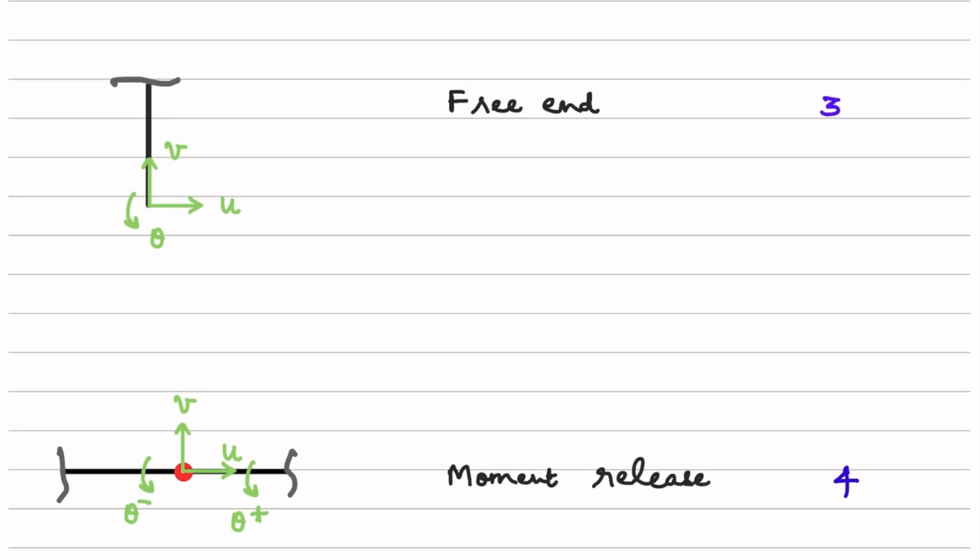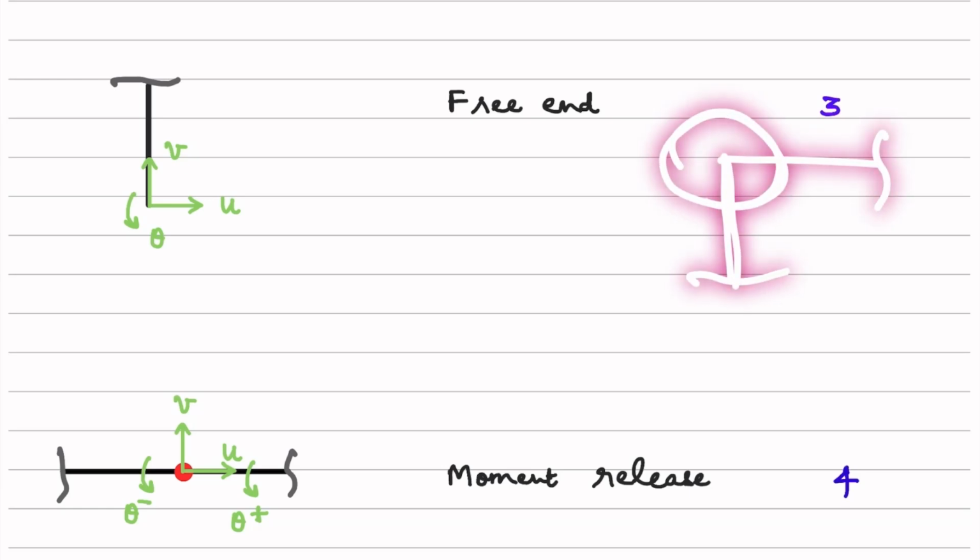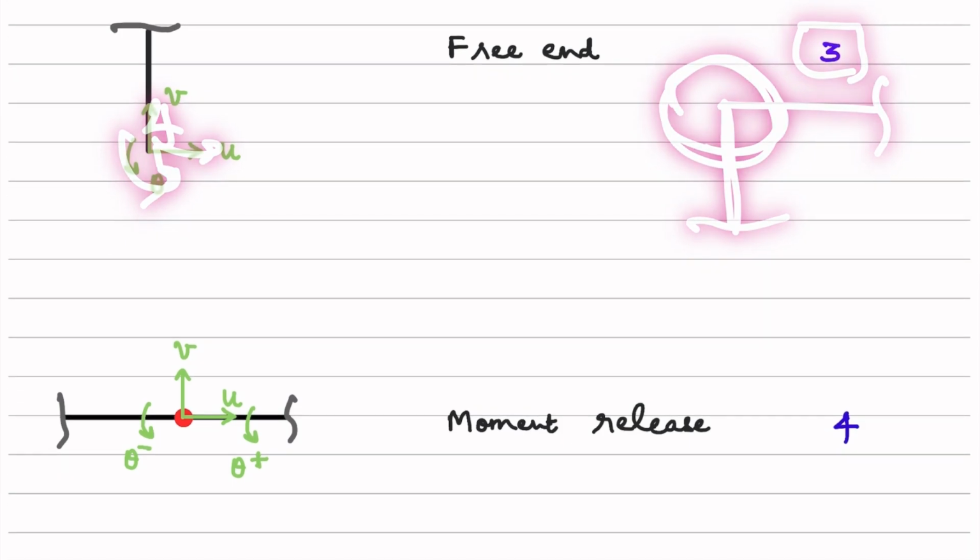What about a free end? At a free end, all three degrees of freedom are possible, such as two translations and rotation. Hence, the degree of freedom for every free end is 3. And even if you have a rigid joint, something like this, here also these three degrees of freedom are permitted. So for a rigid joint also, we consider the degree of freedom as 3.